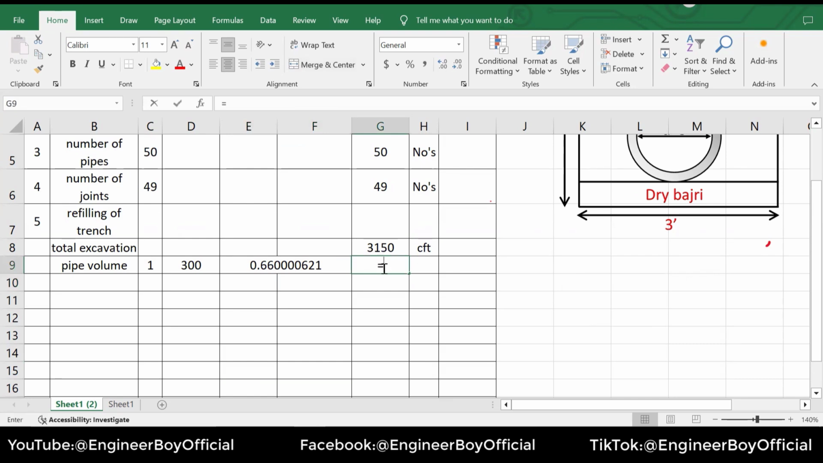Now we will multiply this cross-sectional area with the length and then the number, okay? That is one, which is not necessary that much, but 198, that is actually the volume of the pipe, okay? And that is, of course, in CFT.